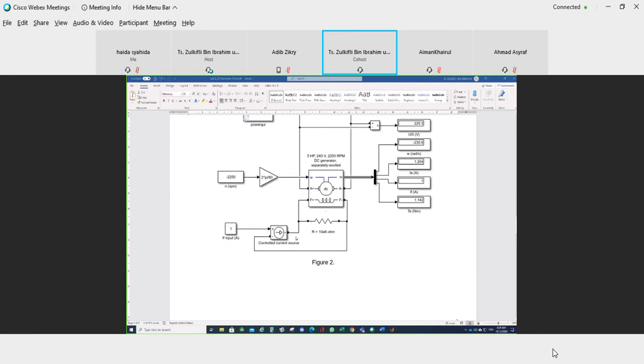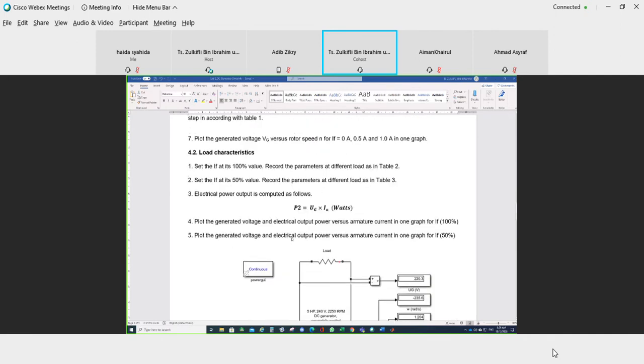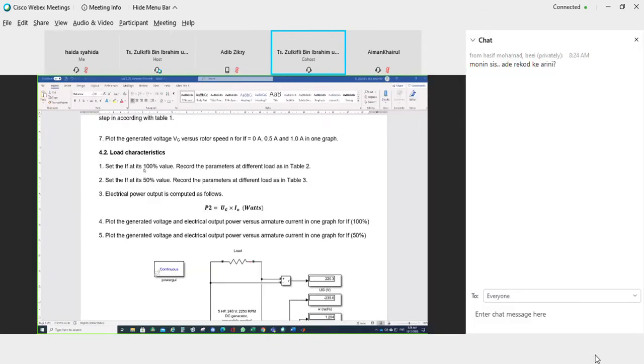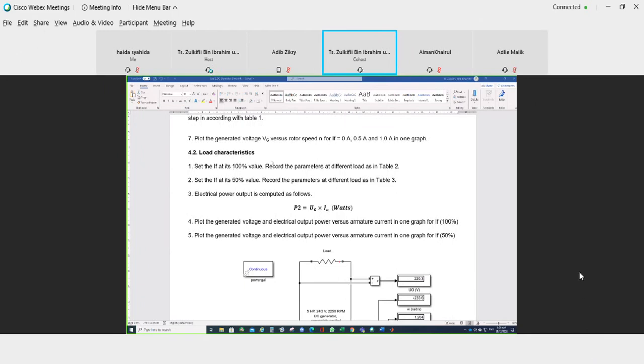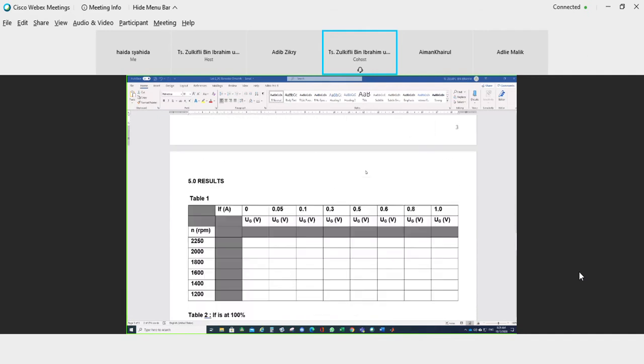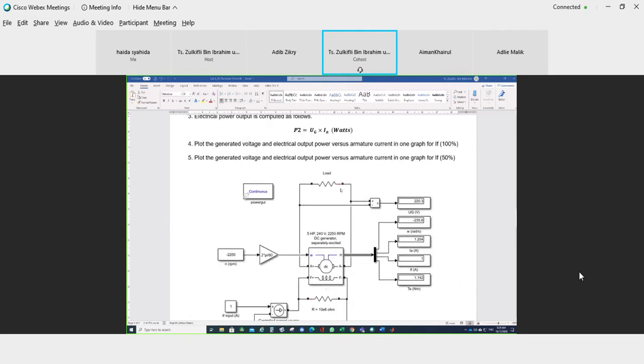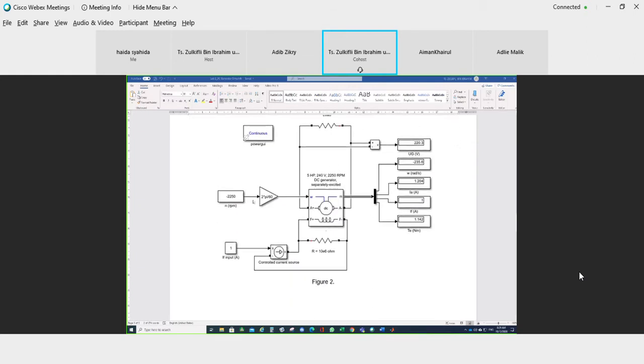And for the second part, kita consider bila ada load. So when we put loads on the generator, kita tengok dia punya karakteristik dia macam mana. So at first you set IF at its 100% value, maksudnya sama juga dengan 1 ampere lah, 1 ampere. So record the parameters at different load as in table 2. So yang biasanya je kita tambah load kat sini. Tambah load, so you are still measuring the voltage kat sini across the load. Ni sama semua sama.